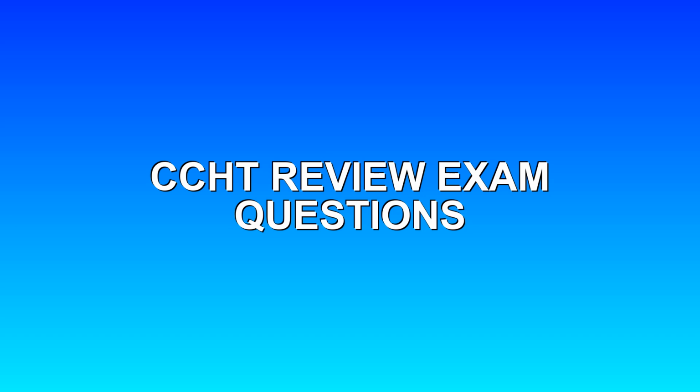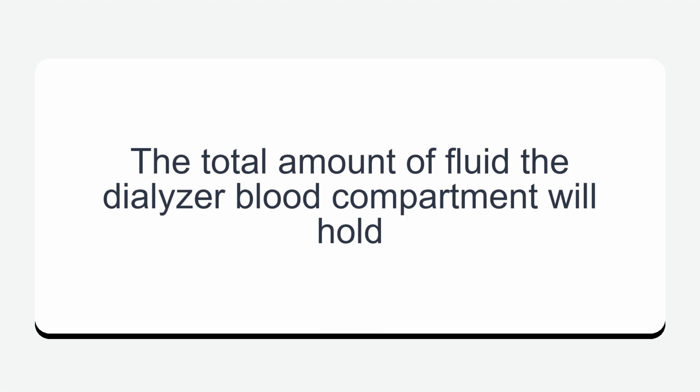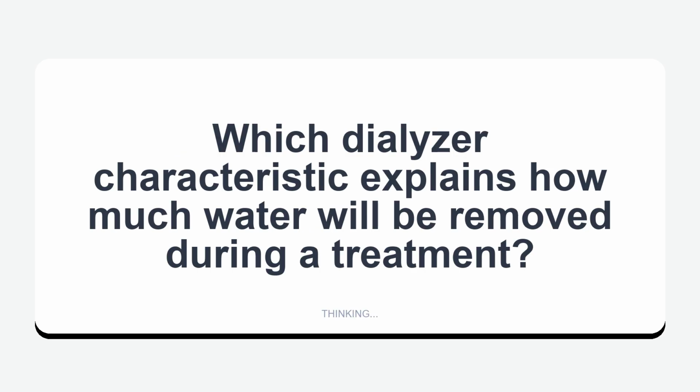CCHT review exam questions. Total cell volume, TCV, is also called the fiber bundle volume. When preparing a new dialyzer, what is the total cell volume, TCV? The total amount of fluid the dialyzer blood compartment will hold. Which dialyzer characteristic explains how much water will be removed during a treatment? Ultrafiltration coefficient.